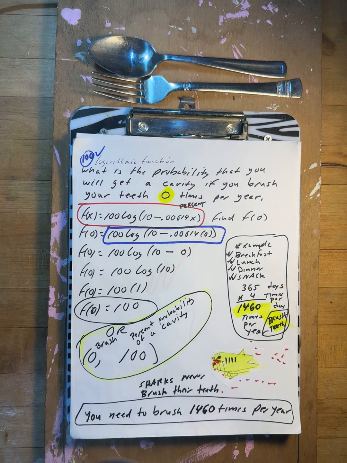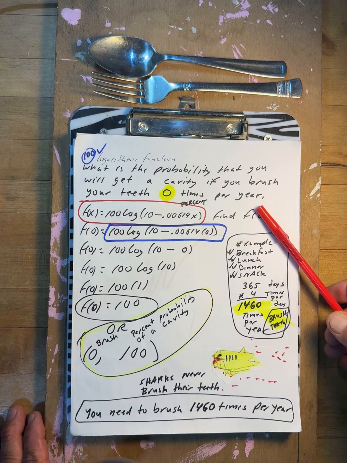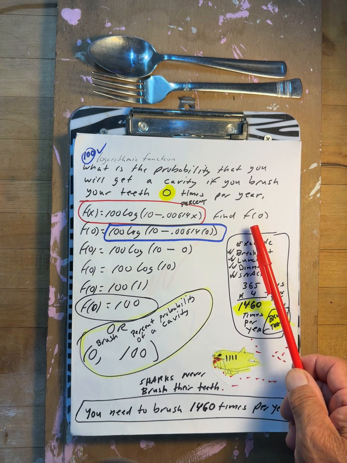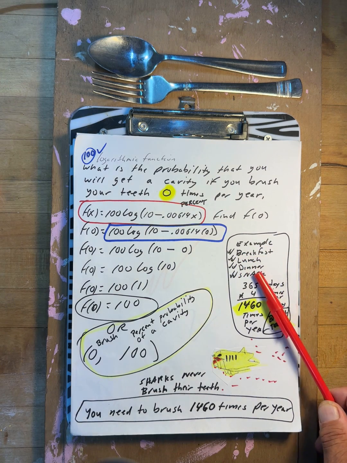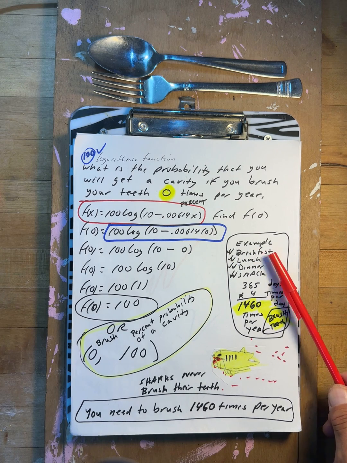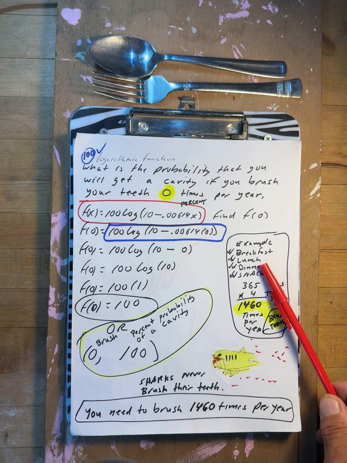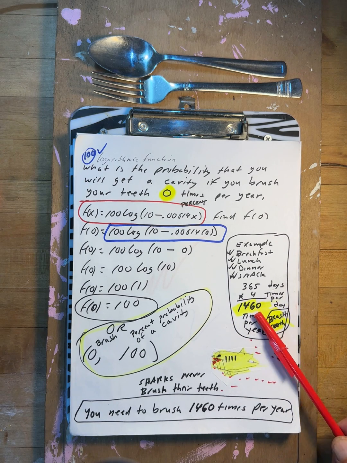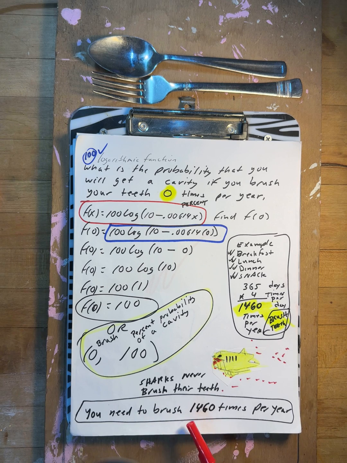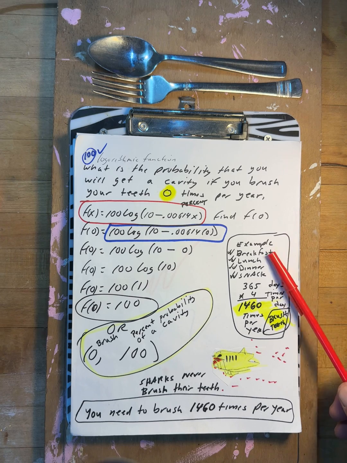Okay. What is the probability that you will get a cavity if you brush your teeth how many times? 0 times per year. Never brush them. Okay, that's fine. 0. You don't brush them at all. And then, example. You eat breakfast, you eat lunch, you eat dinner, maybe you have a snack a day. That's 4 times a day. So 365 days times 4 times a day you should be brushing after you eat breakfast, lunch, dinner, and snacks. That means it's going to be 1,460 times a year you should brush. If you do breakfast, lunch, dinner, snack 4 times a day, brush them.